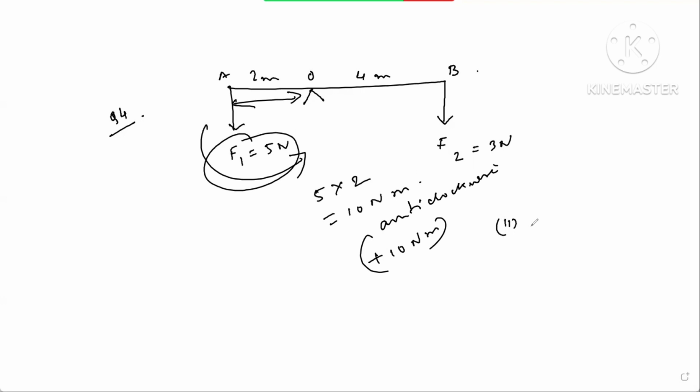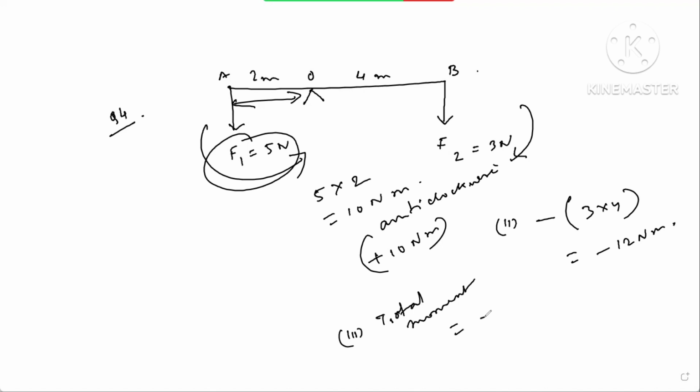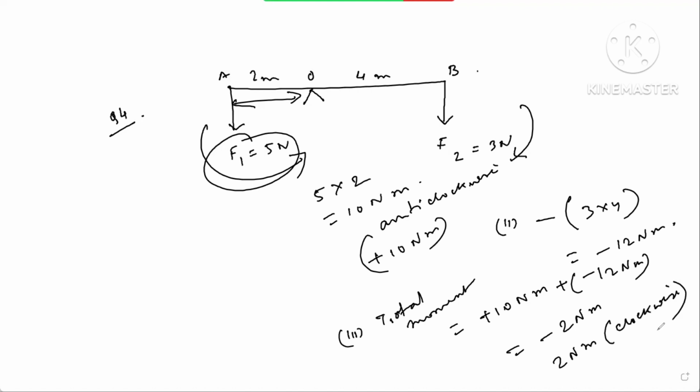Now, number 2, moment of force about F2. So F2 will produce clockwise moment. So what will be the value of the moment of force? Minus 3 into 4, that is minus 12 Newton meter. So total moment, question number 3, equals plus 10 Newton meter plus minus 12 Newton meter, that is minus 2 Newton meter. So you can write this as 2 Newton meter clockwise. Minus sign denotes clockwise movement.